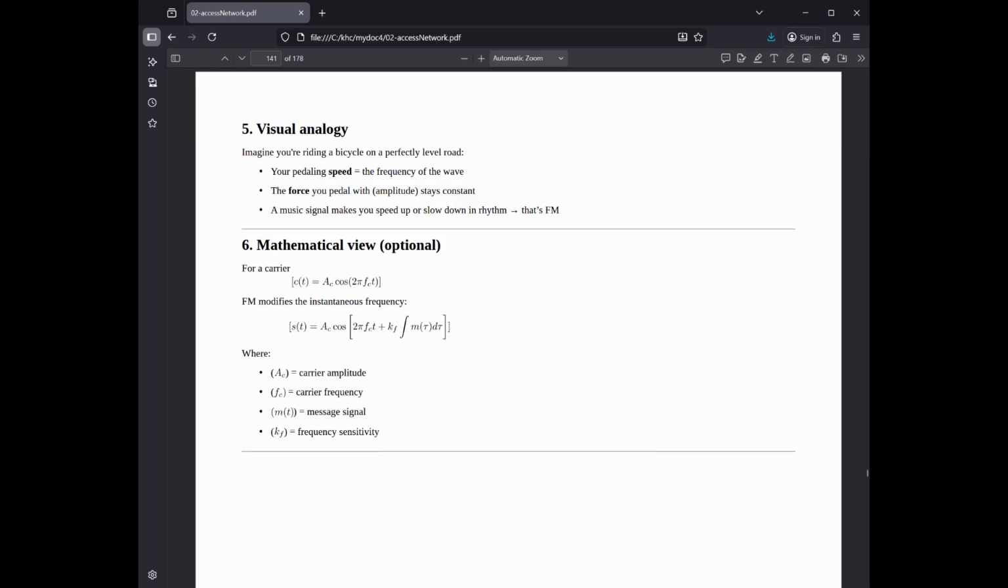The mathematical formula: the FM signal is represented as follows. Amplitude of the carrier, which remains constant. Center frequency of the carrier. Frequency sensitivity, how much the frequency shifts per volt of input. And the message signal being sent.